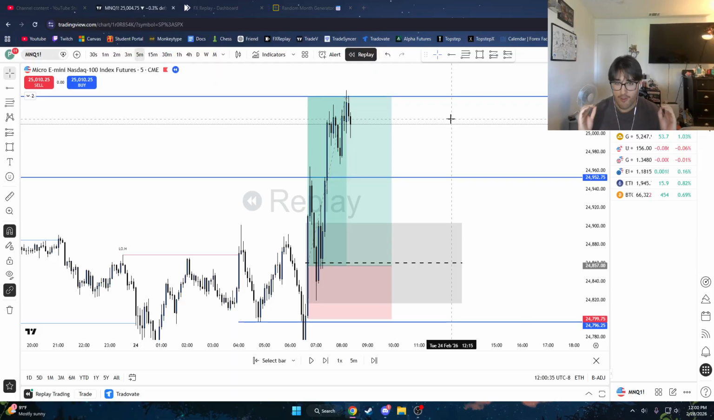Marking out your draw on liquidity and seeing displacement towards those draws, right? That's how I like to trade. That's what made me profitable. I'm around 7 months into trading now. I made my first 10K month this month. And yeah, it's just building discretion, right?